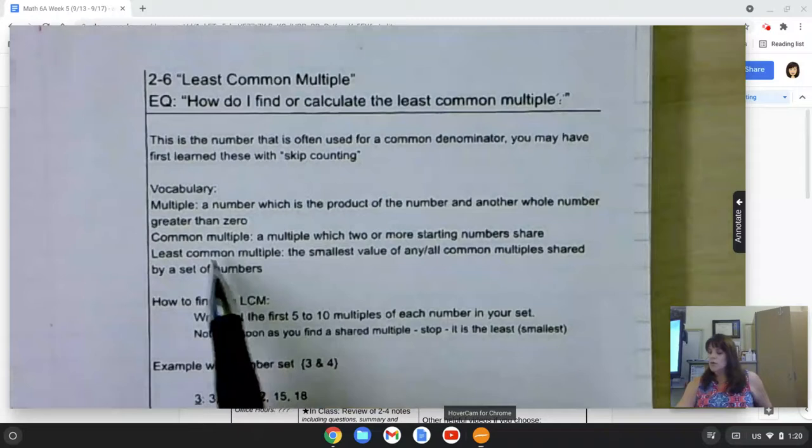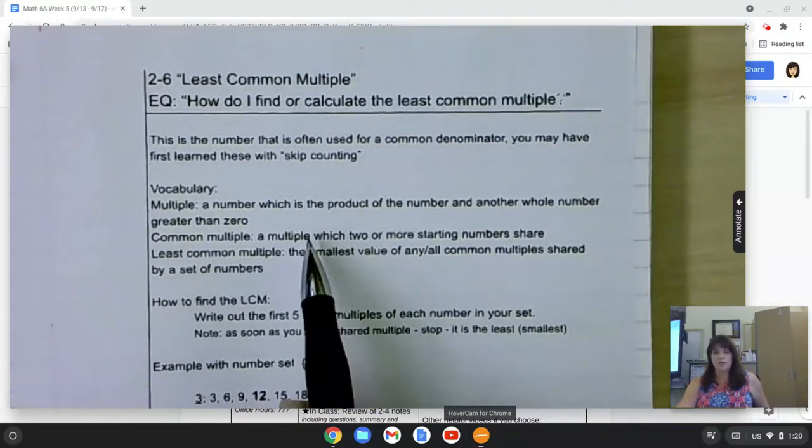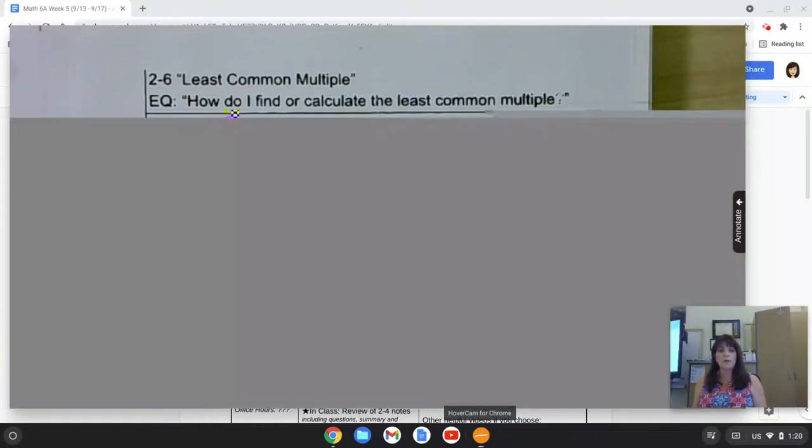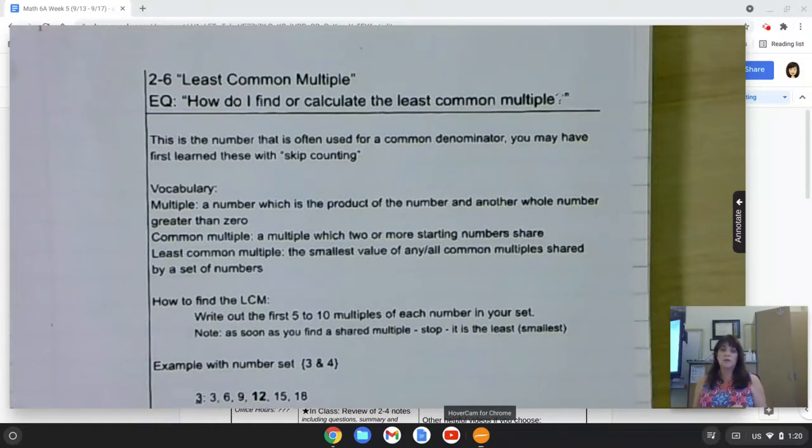A common multiple is one that's shared, and the least common multiple is if I listed the common multiples, which one's the smallest? Now, you've been using least common multiple for years. We usually like it as the common denominator. It is the most efficient common denominator always.